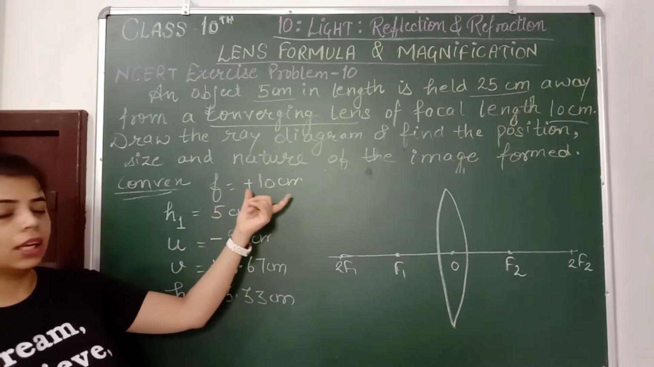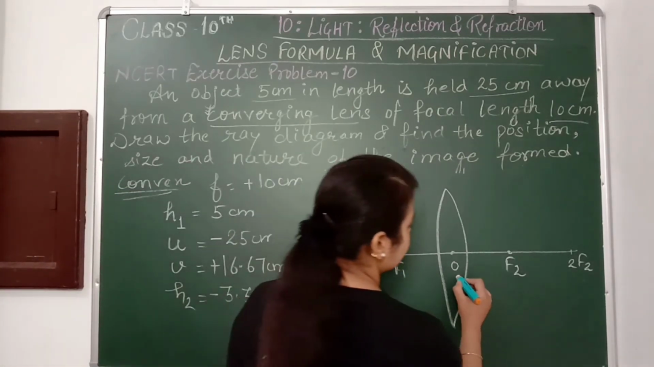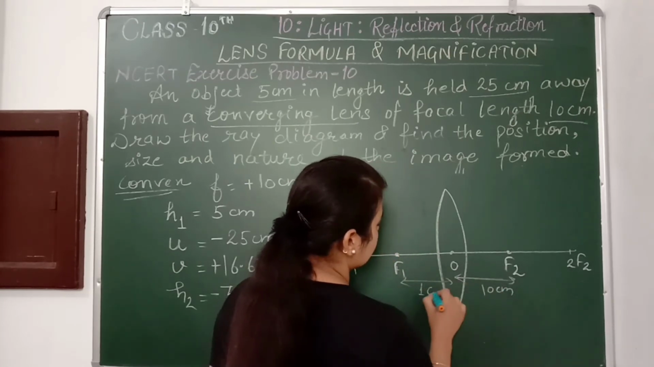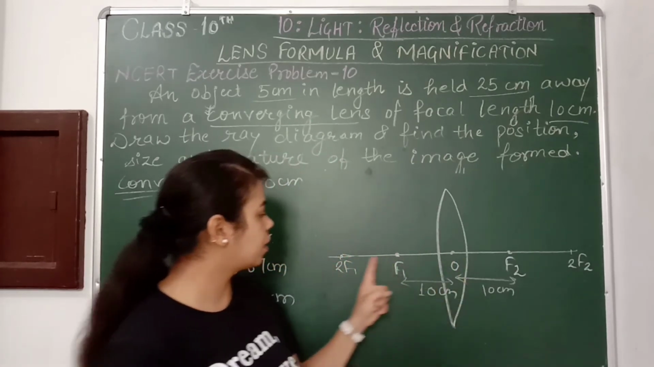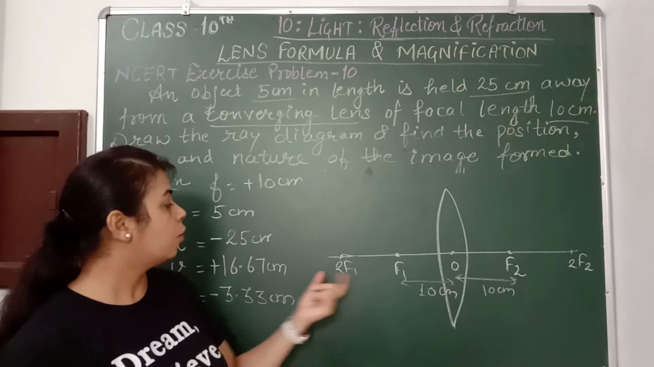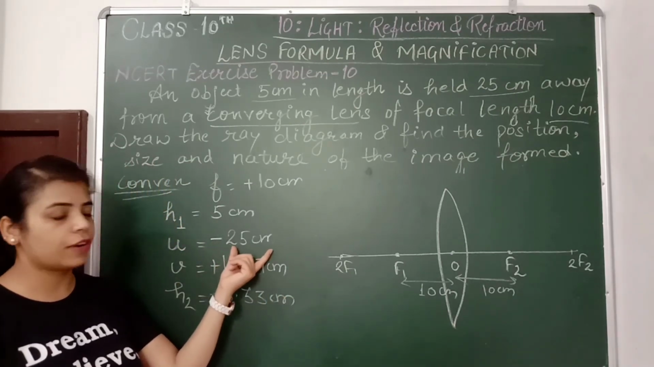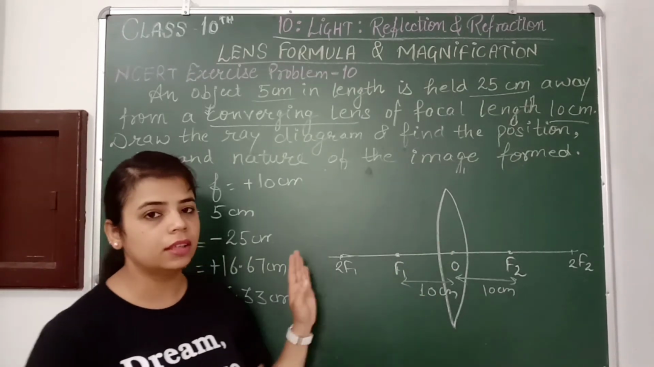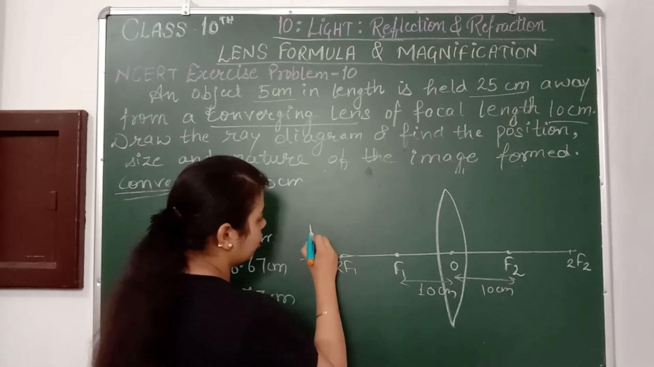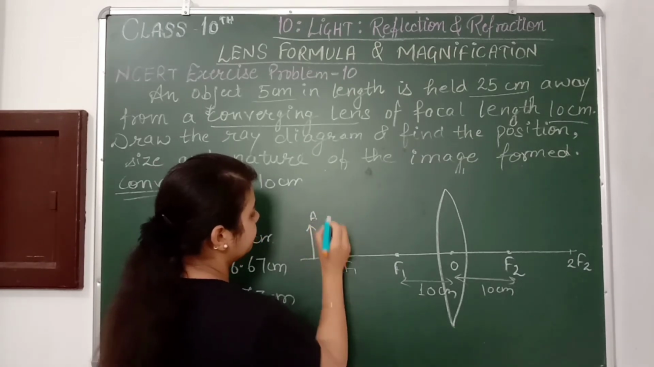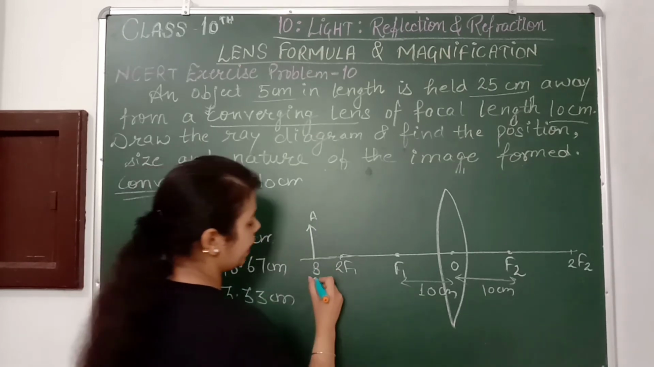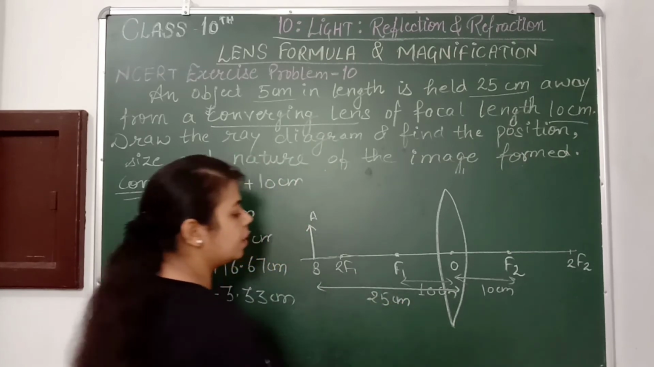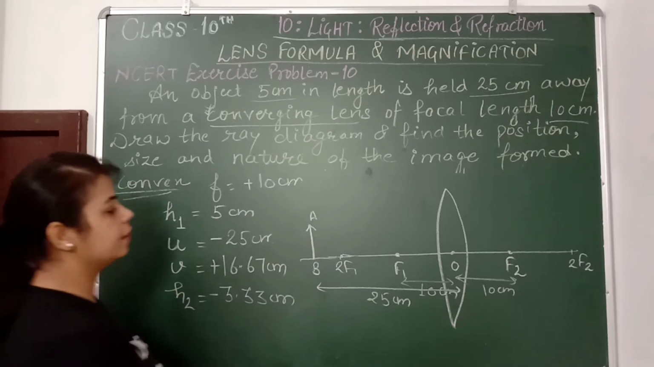It is given that the focal length of lens is 10 cm. So we will mention it here that this length is 10 cm. So automatically the distance of 2f from the optical center will become 20 cm. We have given that the object is at 25 cm from the lens and the sign is negative, that means object is towards the left of the lens. So we will draw an object AB beyond 2f and mention it that this object is at 25 cm from the optical center. Also the height of object is 5 cm.